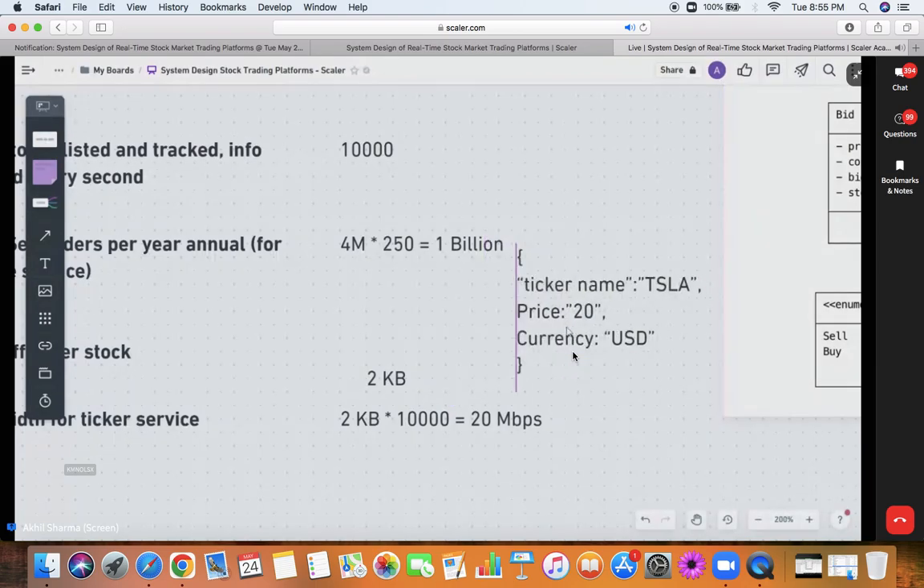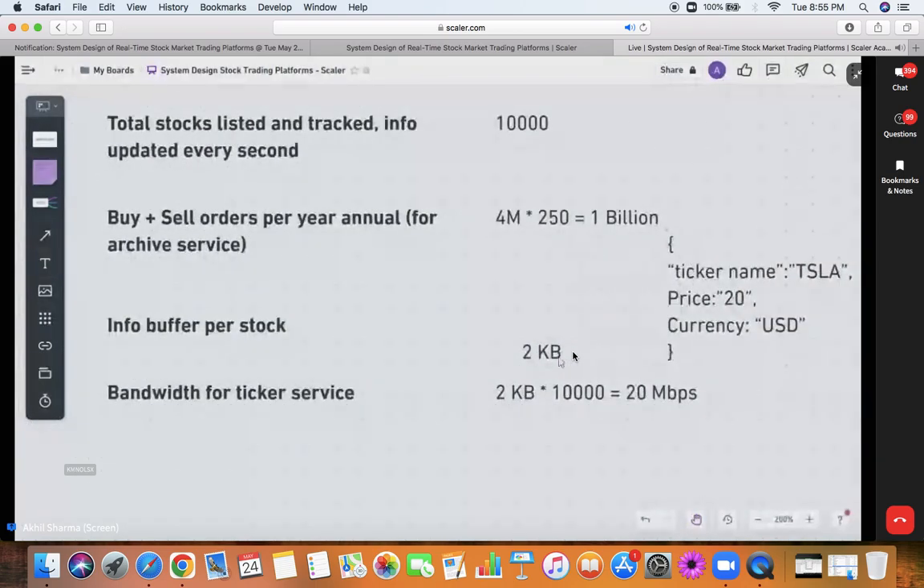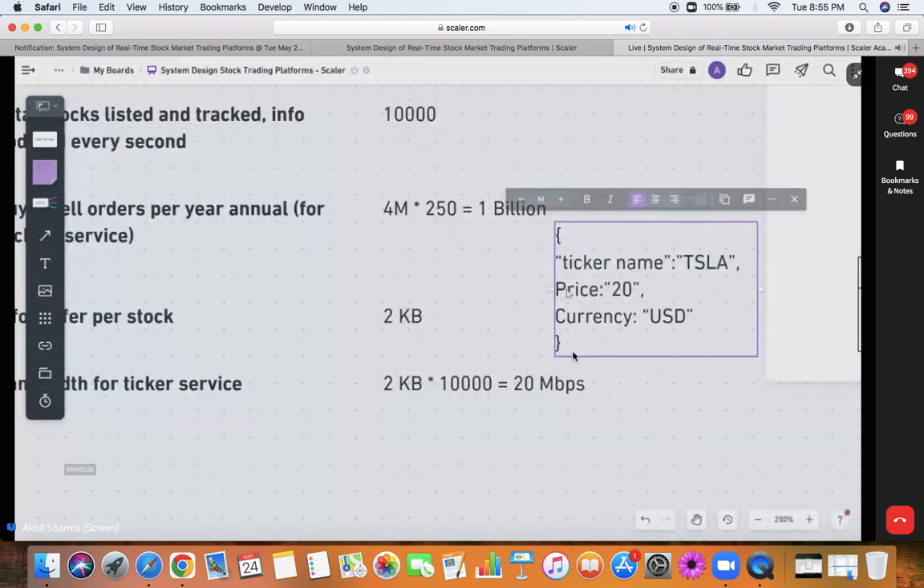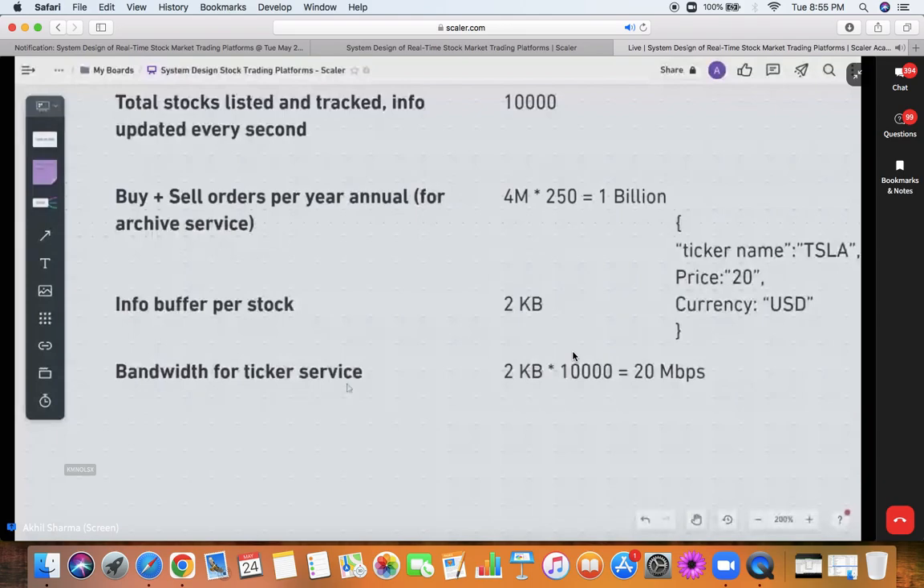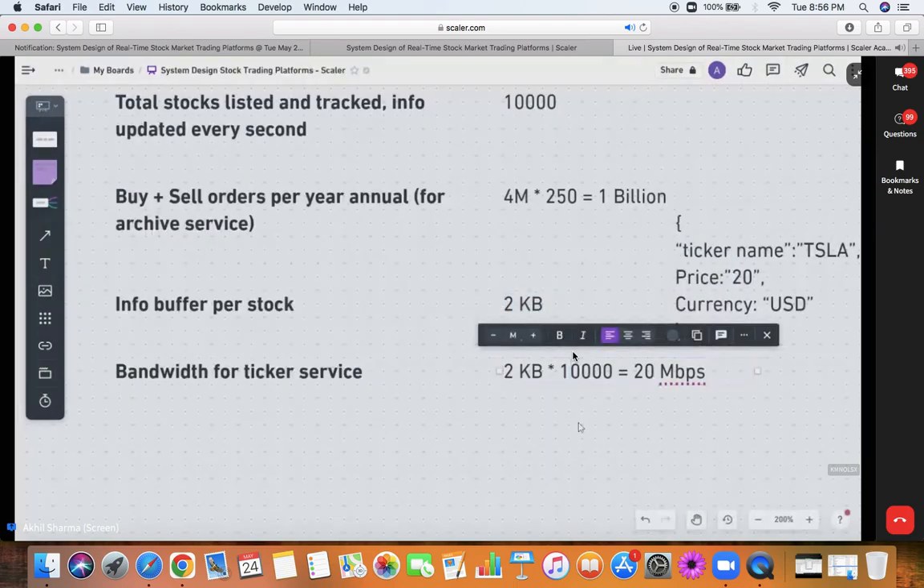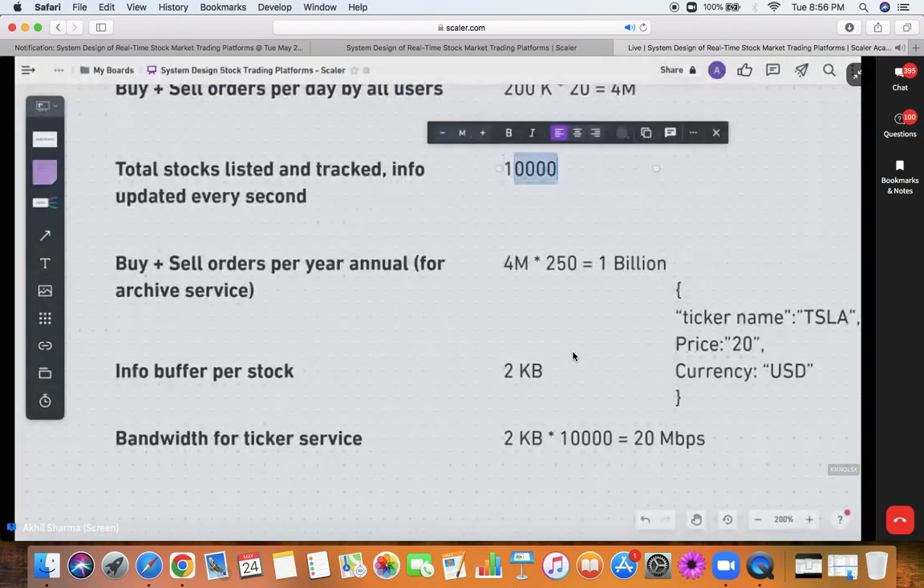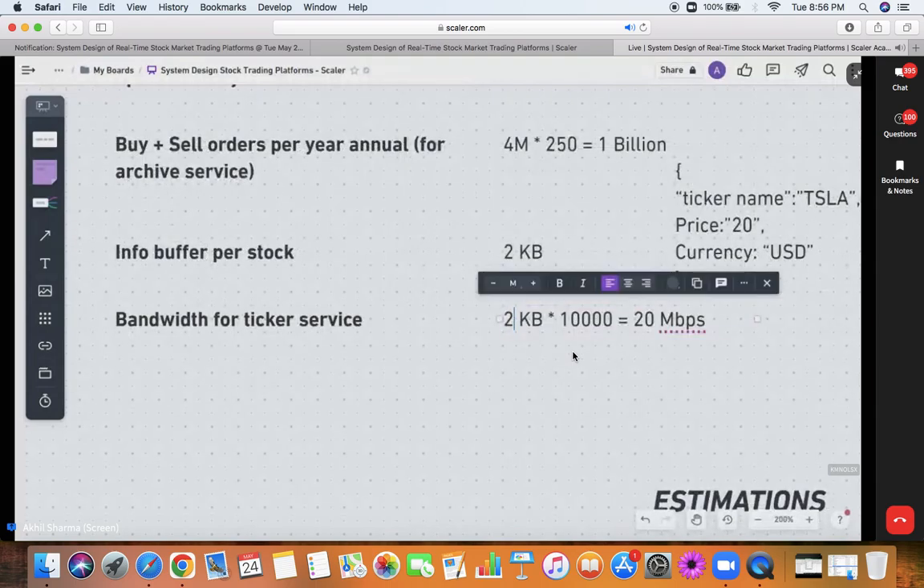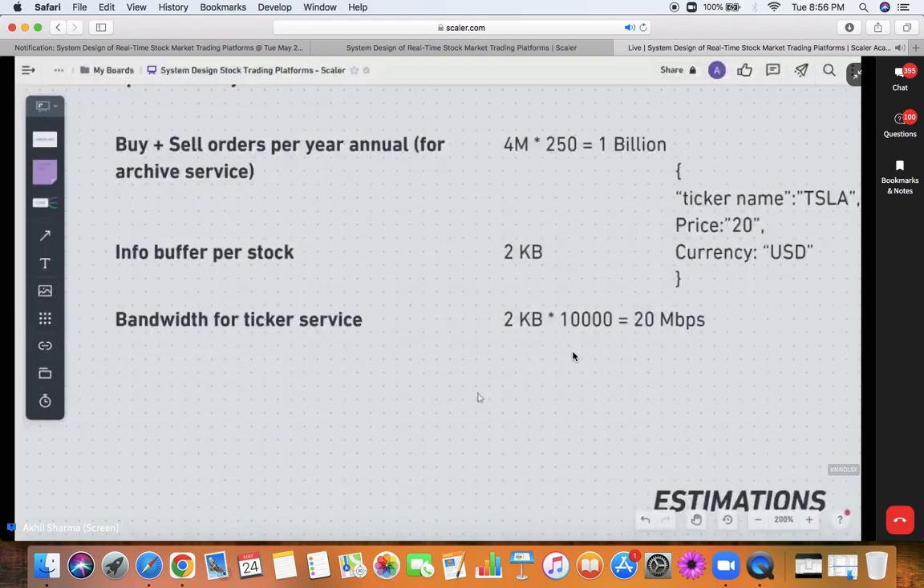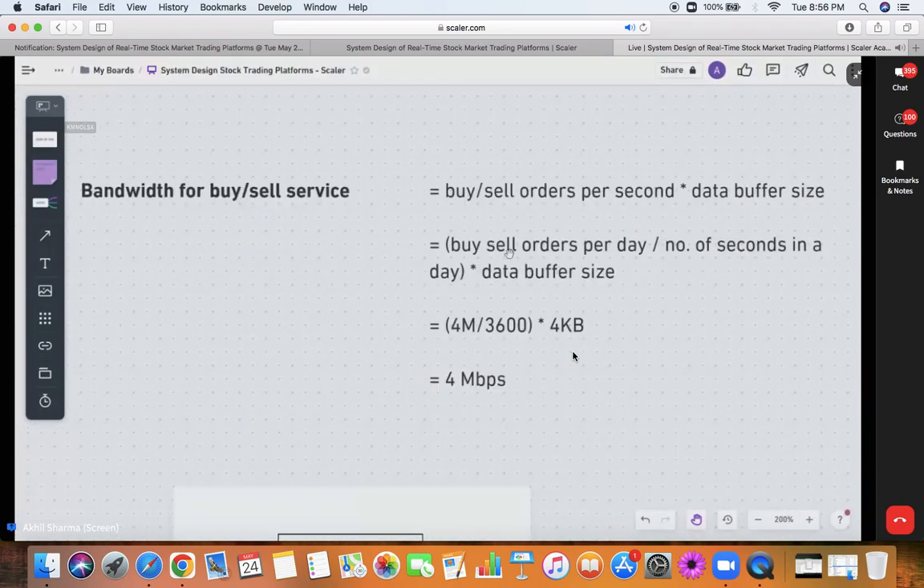So much more information. And we are assuming that this information per stock is 2 KB, 2 kilobytes of information per stock. And what's the bandwidth required? So bandwidth, I have 2 KB, which is this info per stock, and I have 10,000 stocks listed. So I'll say 2 kilobytes into 10,000 is equal to 20 MBs. 20 MBs is the bandwidth I require. So per second, can you imagine per second 20 MBs of just stock information is flowing through my system. And so I have to account for that.